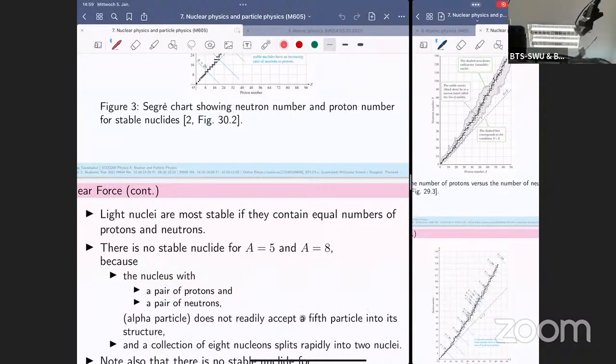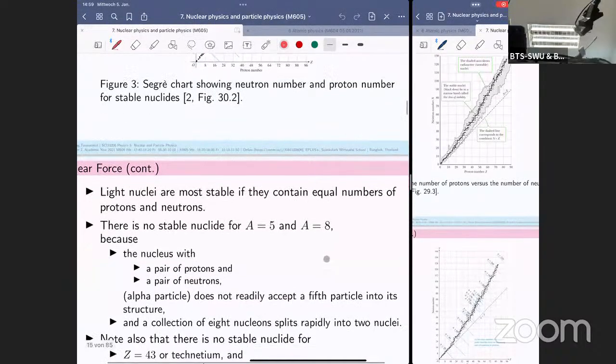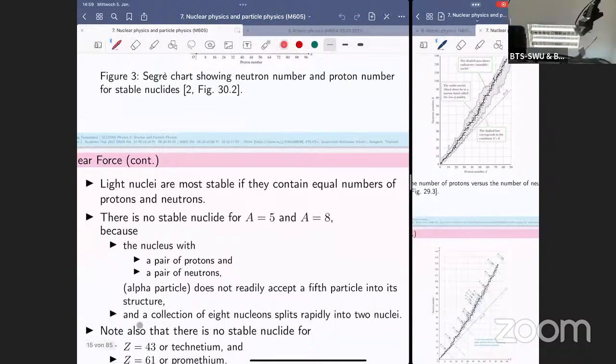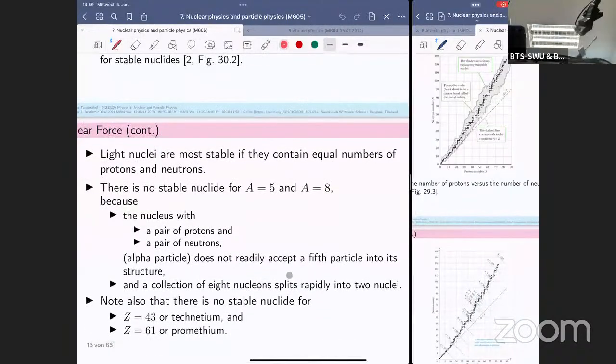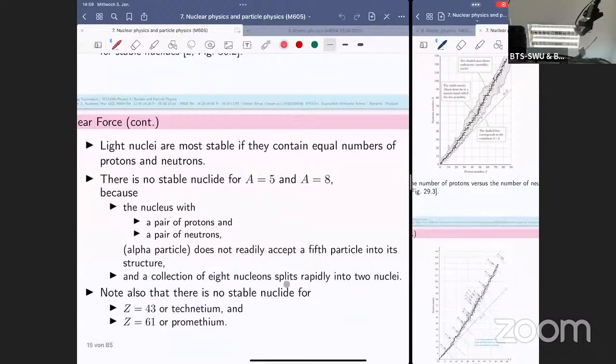Because you already have a pair of protons and a pair of neutrons, the new additional particle cannot be included in the nucleus. And for 8 too, right? A collection of 8 nucleons splits into 2 nuclei. The pair of protons and the pair of neutrons are very, very stable. If you try to stack them to be A equal to 8, it is going to split again into A equal to 4, but twice. That's what happens in nature. We can force it.